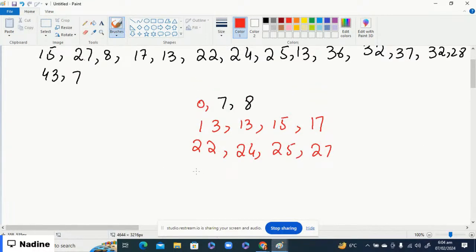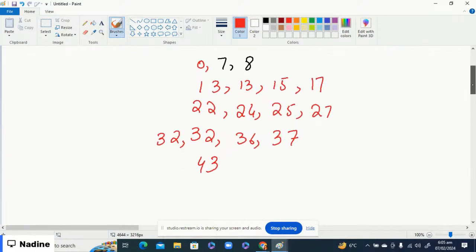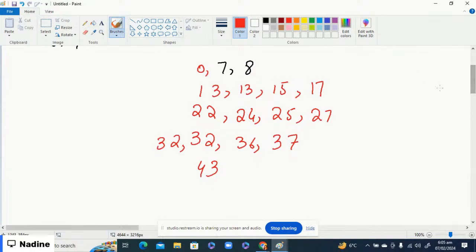Now for the 3s, it's 32, then 36. Is there any 36? Yes, it's 36, then 37. There are two 32s: 32, 32, 36, 37. And now for the fourth one, which is only 43. Here we basically rearrange the data. Now draw the stem and leaf plot for that.